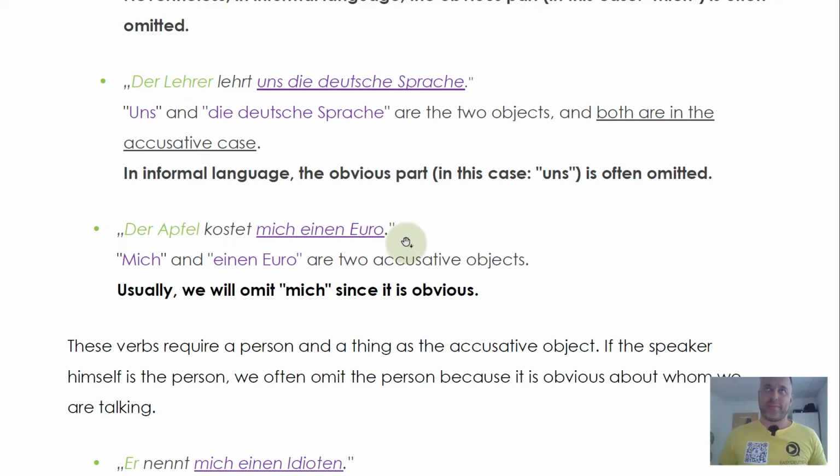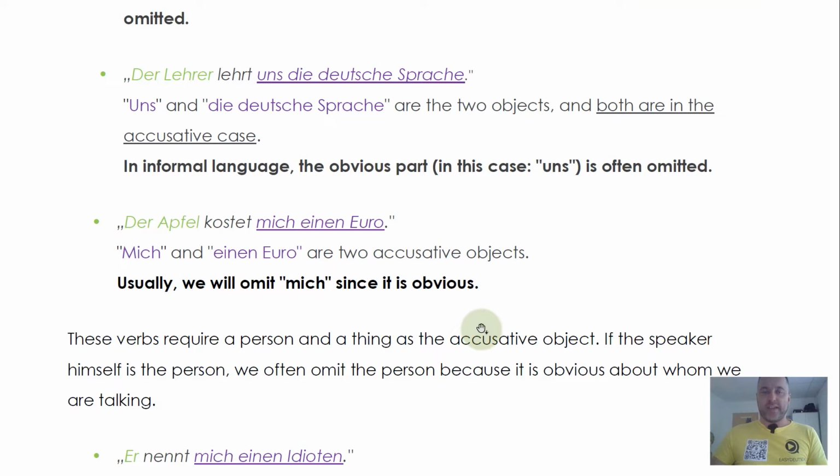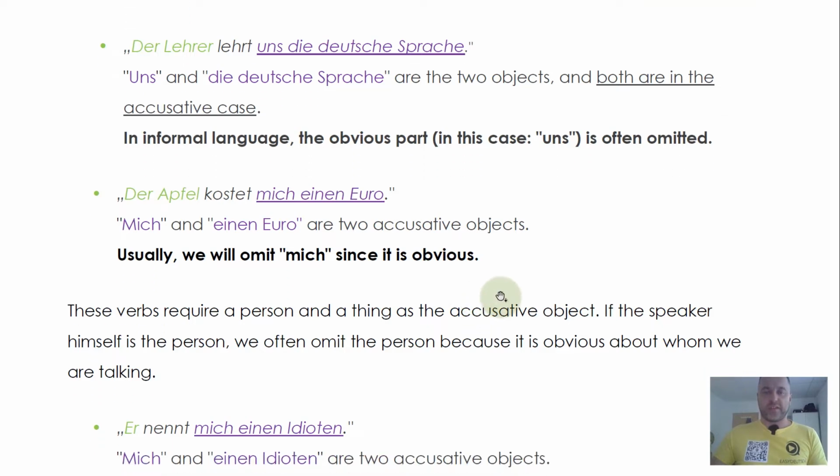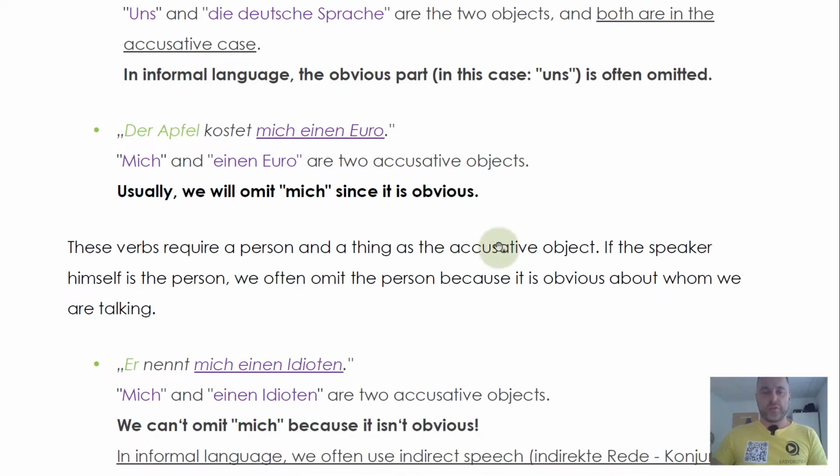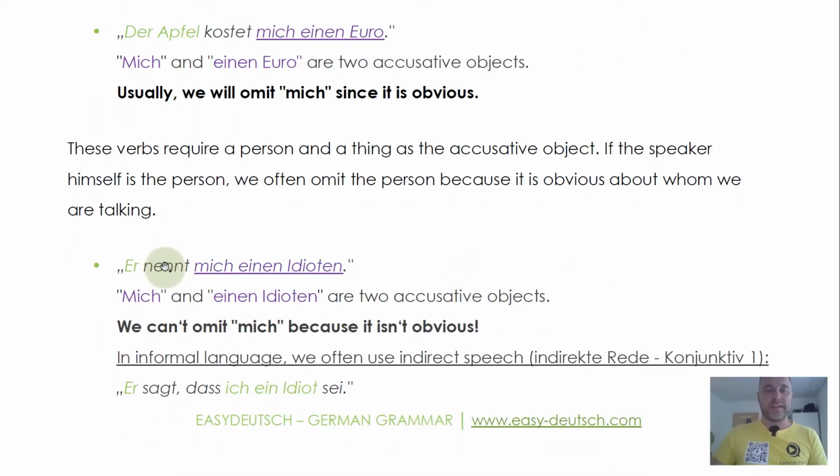If I want to buy the apple, I will have to pay €1, so it costs me €1. So it's the same thing, double accusative object. That's why double accusative. And with those, you can usually drop it. With the last one here, nennen, you can't. Nennen, to name, nennt mich einen Idioten. So he names, so he calls me an idiot.